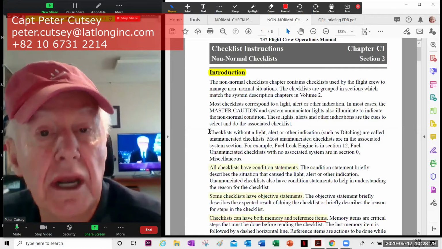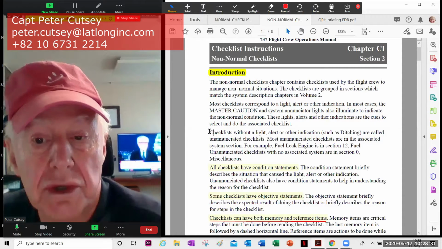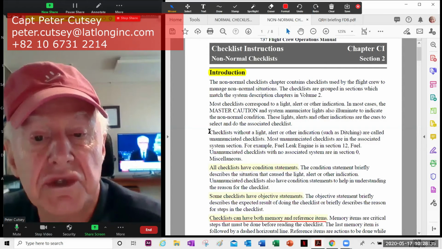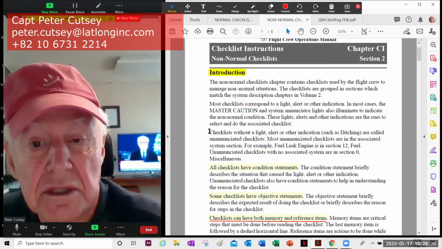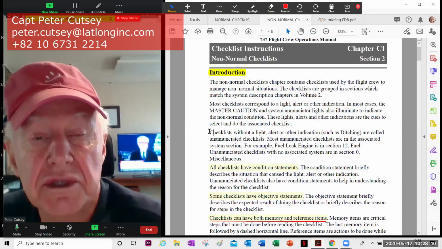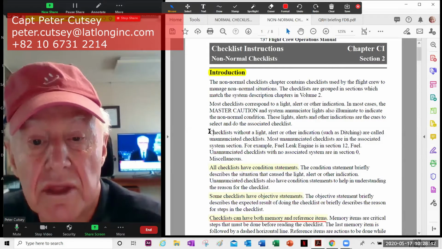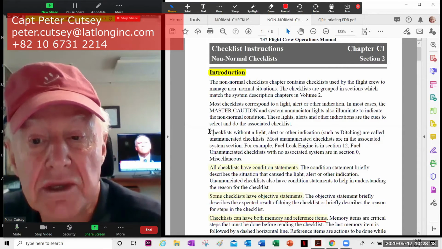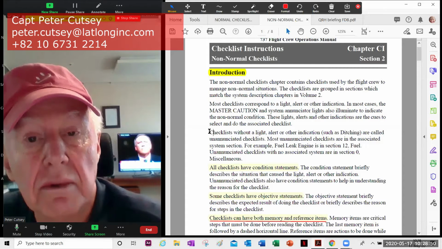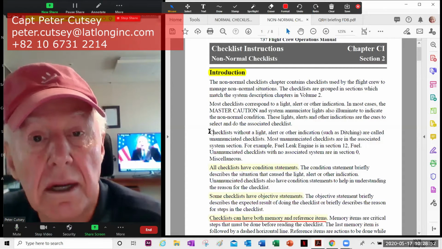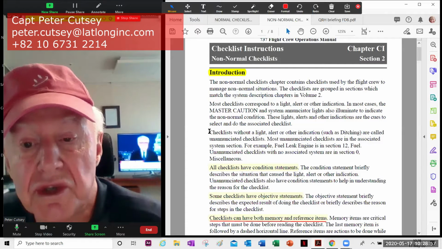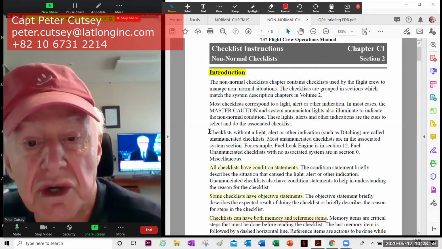Checklists without a light, alert, or other indication, such as ditching, are called unannunciated checklists. Most unannunciated checklists are in the associated system section. For example, fuel leak engine is in section 12, fuel. Unannunciated checklists with no associated system are in section 0, miscellaneous.